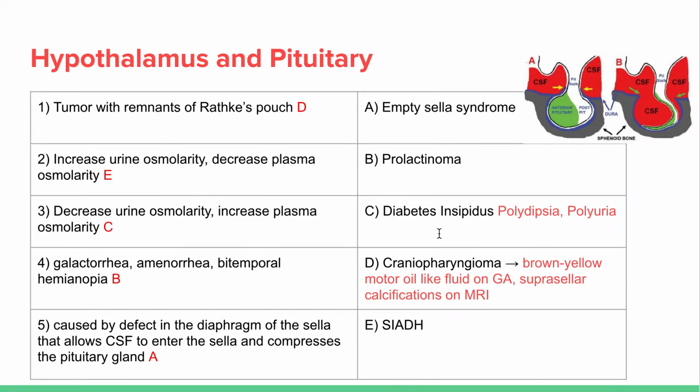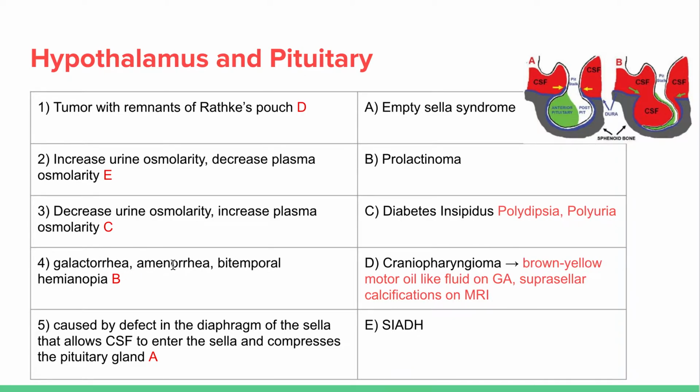Number 3 is decreased urine osmolarity, increased plasma osmolarity. This is where you're just senselessly peeing the water out. So you see this polydipsia, polyuria, lots of thirst, and lots of pee. This is diabetes insipidus.